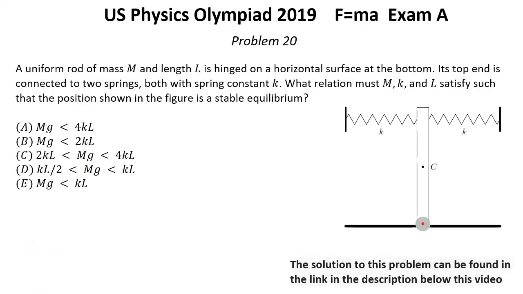Problem number 20. A uniform rod of mass M and length L is hinged on a horizontal surface at the bottom. Its top end is connected to two springs, both with spring constant K. What relation must M, K and L satisfy such that the position shown in the figure is a stable equilibrium? Solution for problem number 20.